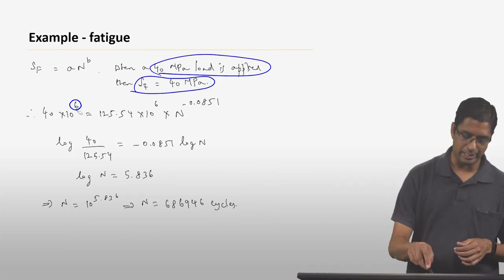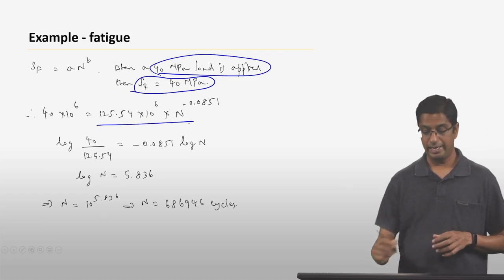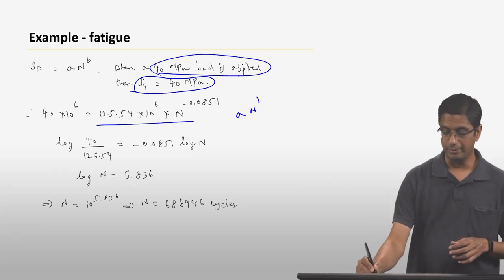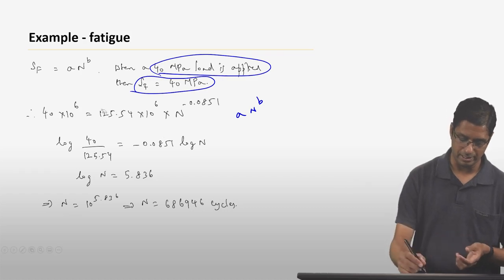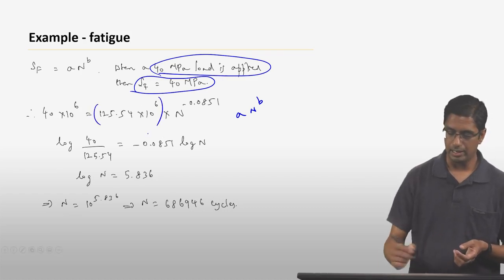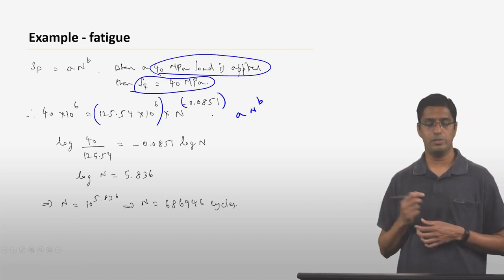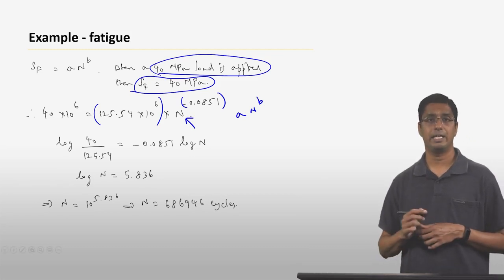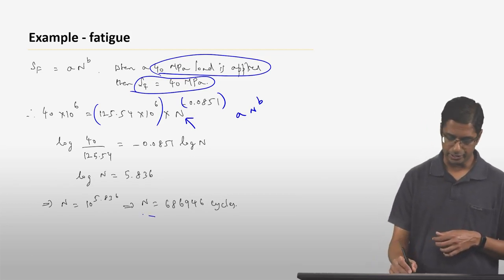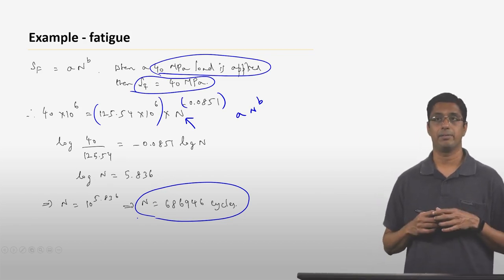So this is going to be 40 MPa here, and that is going to be A n to the power B. Okay, so this factor 125.54 times 10 to the 6, that is your A, and this is your B. Now once you have this equation, the only unknown here is n. If you calculate what n is, it turns out to be about 686,000 cycles.